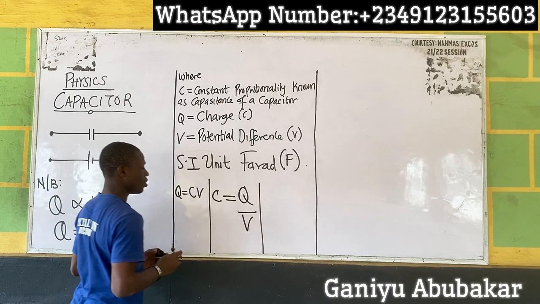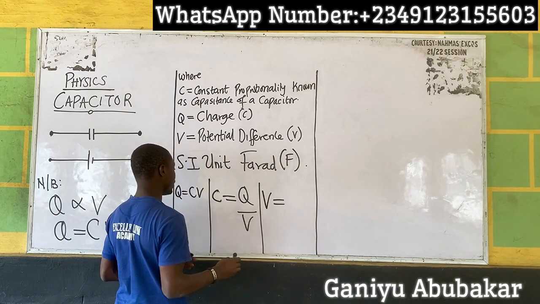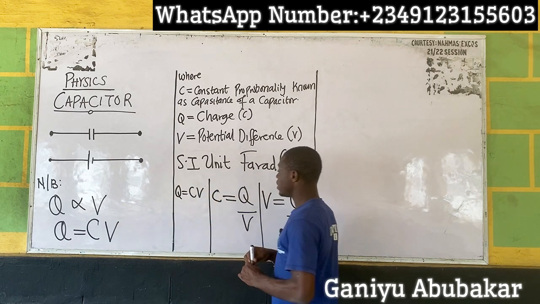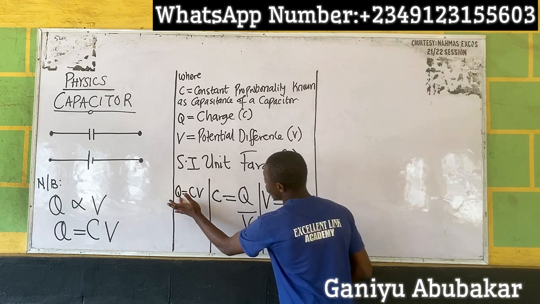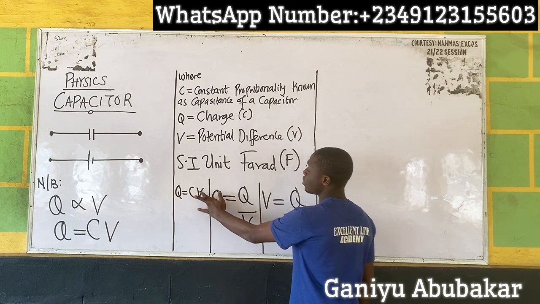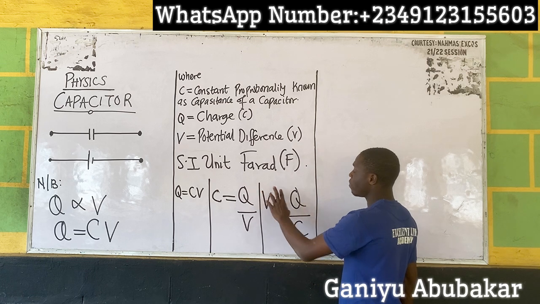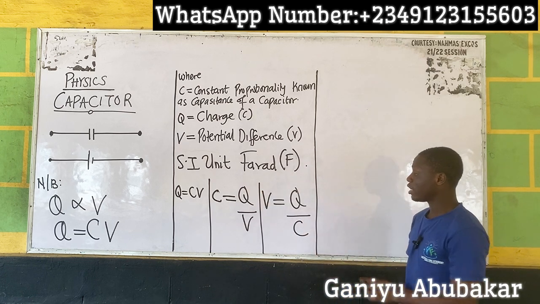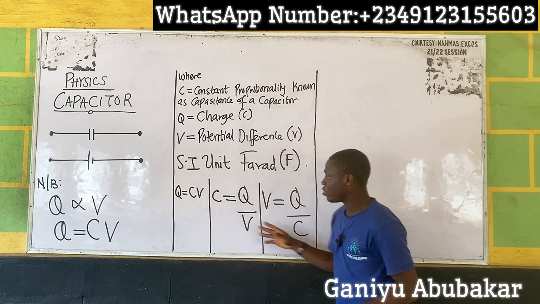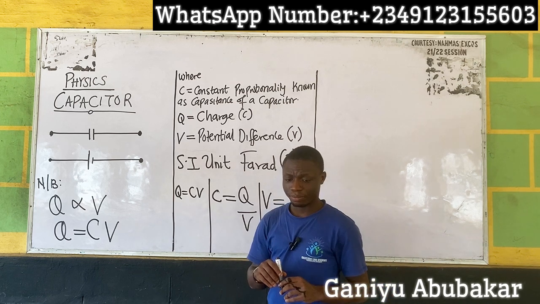Q over V. If I'm asked to make V the subject, V is equal to what? Q over C. So note these several expressions. For charge, I multiply capacitance by potential difference. For capacitance, I divide charge by potential difference. For potential difference, I divide charge by the capacitance. As you can see, these are the several expressions of this formula. All right, having said this, let's proceed.